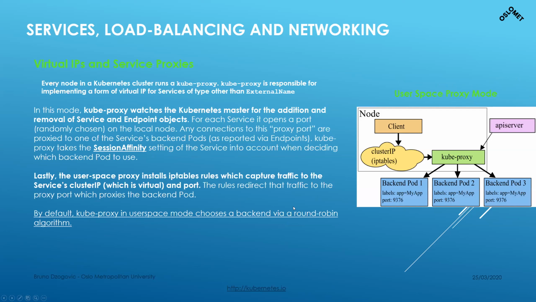Then you have virtual IPs and service proxy support. This, I think, we all know what this is. By default, the Kube proxy in user space mode chooses a backend via round-robin algorithm. So in the backend, you will have proxying in round robin, like I explained with load balancing earlier with Nginx. If you don't do anything in configuration, by default, it will do round robin.